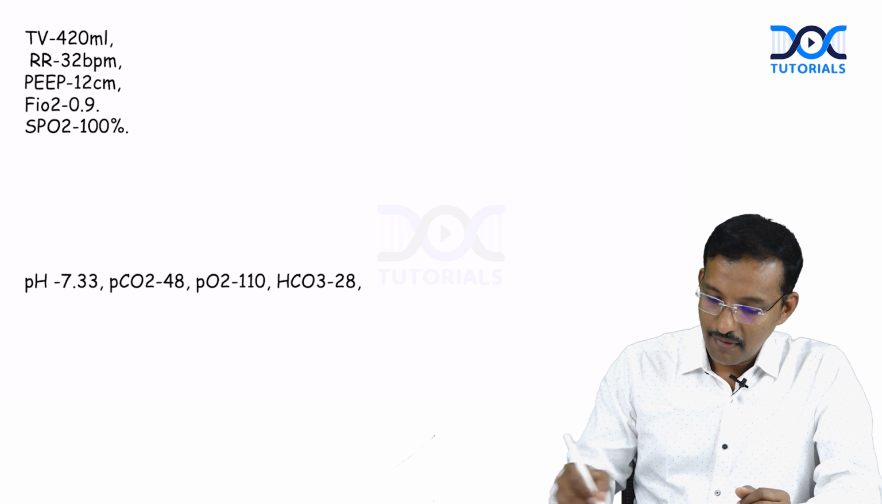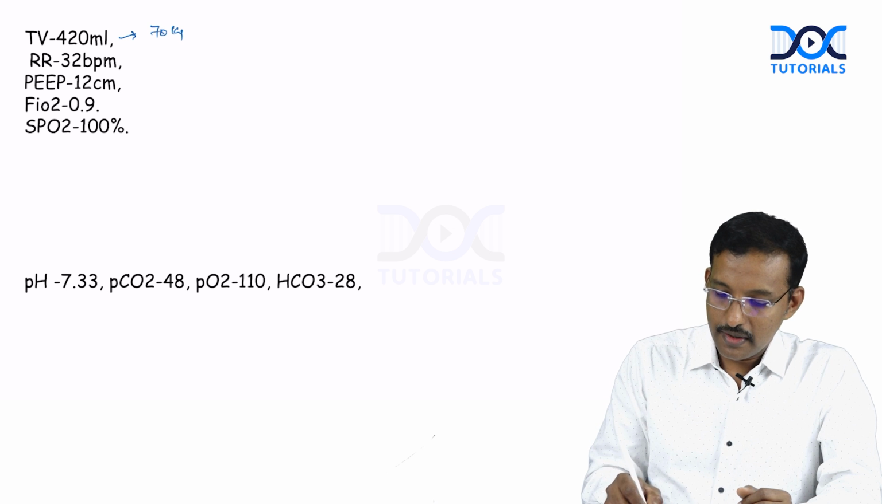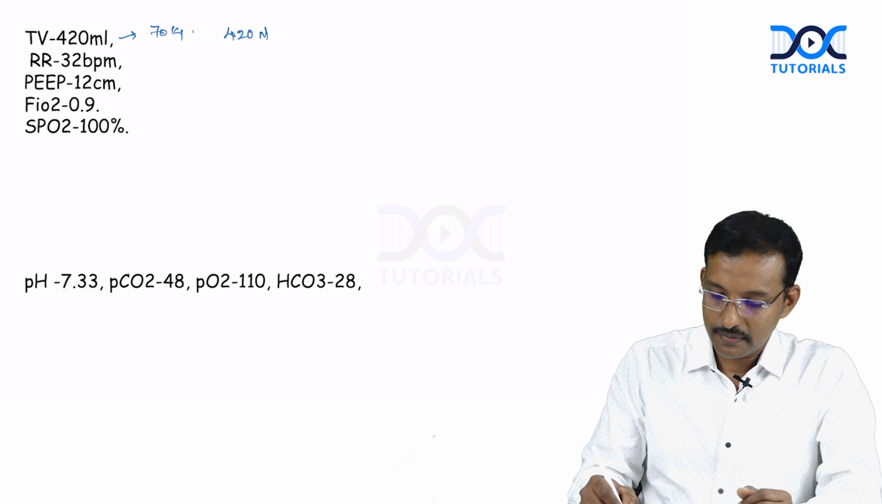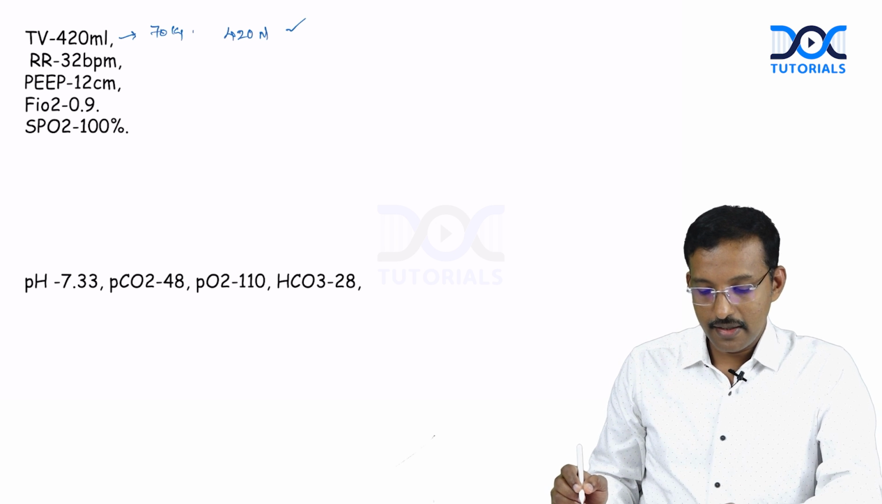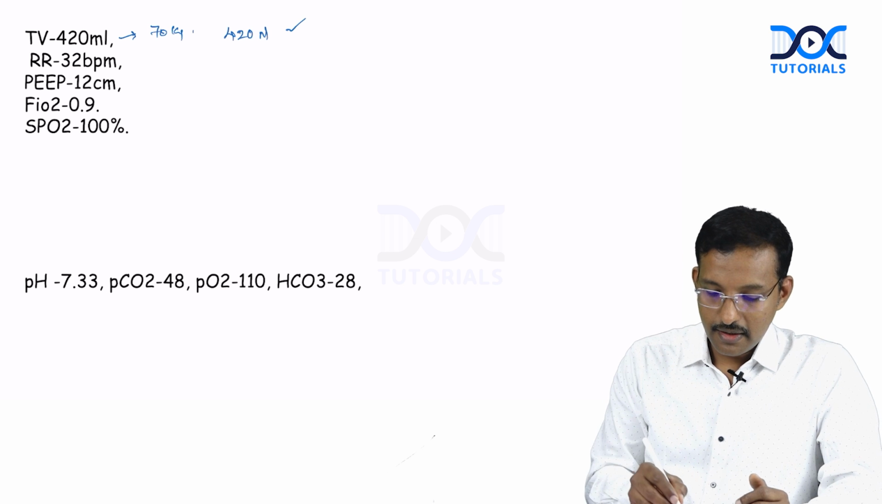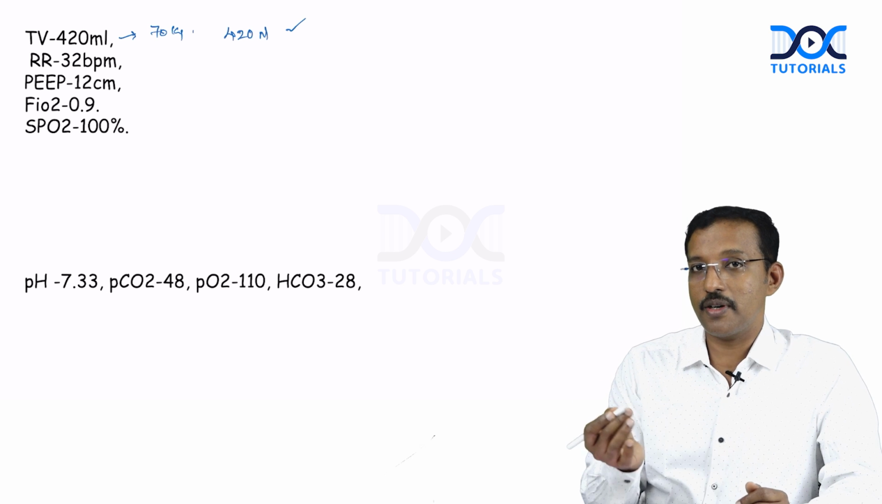See, the tidal volume given, it was a 70 kg patient. So 6 ml per kg, it is 420. That is fine. I am okay with this. The respiratory rate is quite high. It is 33. Respiratory rate is related to the elimination of carbon dioxide.